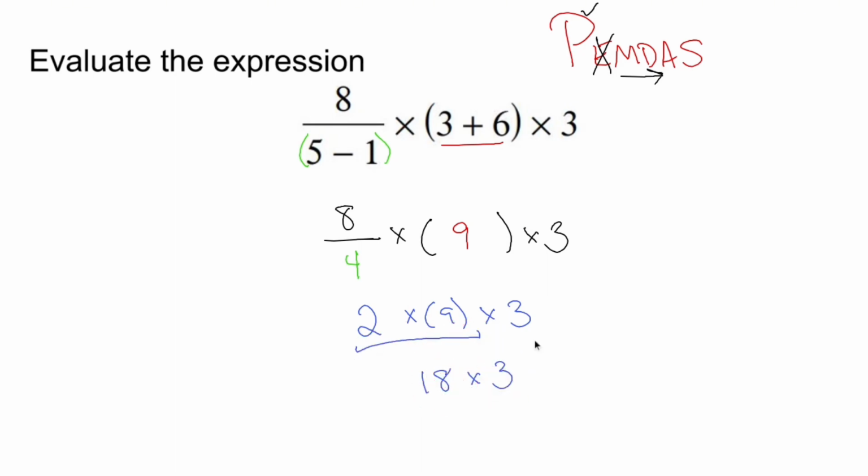Drop down times 3. Keep multiplying left to right. 18 times 3 is 54, and I'm done. No adding, no subtracting, nothing like that. That's PEMDAS for you.